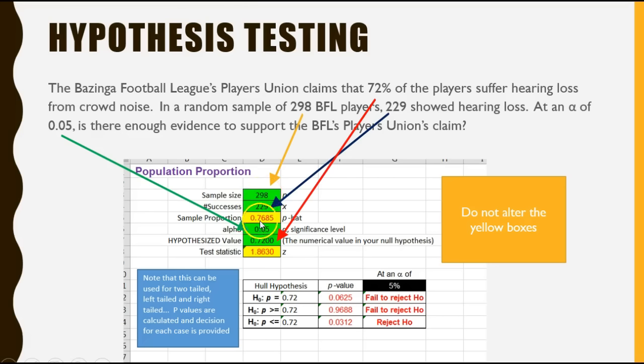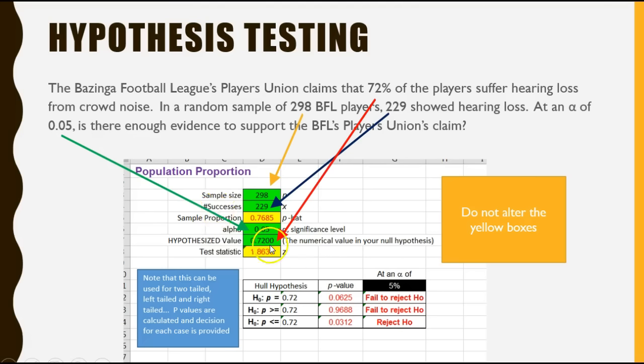Do not fool with the yellow. That just gives you a sample proportion, 229 divided by 298. Only enter in green cells. Notice we only put 4 things here. The alpha is 0.05 in this problem.